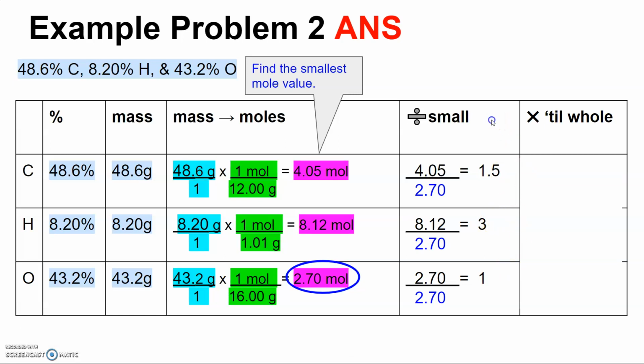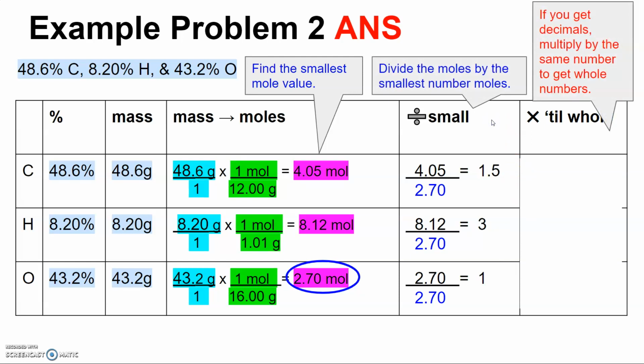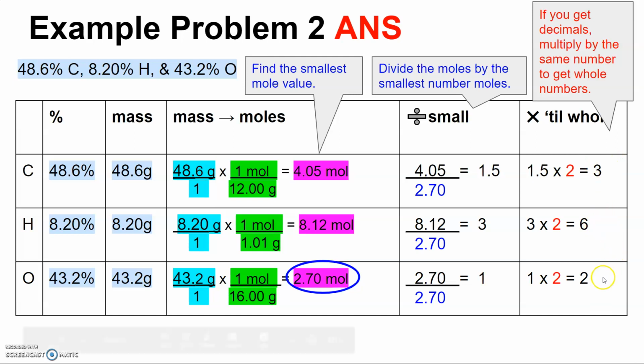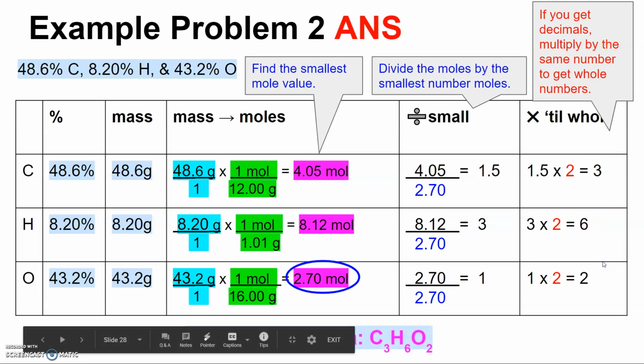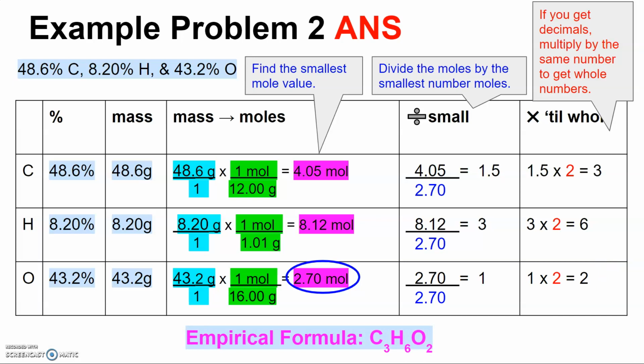Now, the last step here is, if we get a decimal, we need to multiply to get them to be whole numbers. And that's because the ratios have to be in whole numbers. Okay, so in this case, the only decimal I see here is the 1.5. If I want to make that a whole number, I can just multiply that by 2. The smallest number I can multiply 1.5 by to get a whole number is 2. And whatever I multiply the carbon by, I need to multiply all the other elements by that same number as well. So that gives me 3 for carbon, 6 for hydrogen, and 2 for oxygen. And therefore, the empirical formula is C3H6O2.